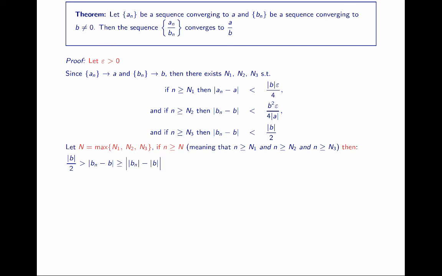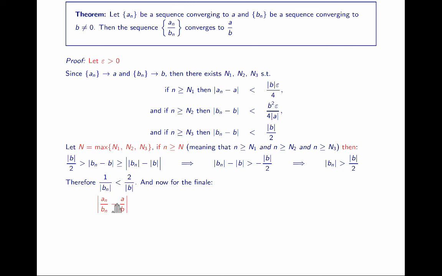So by the triangle inequality, that's greater than or equal to the absolute value of the difference of the absolute values, which implies that the absolute value of b_n minus the absolute value of b is bounded below by negative absolute value of b over 2. By adding the absolute value of b to both sides, here I get this expression, meaning 1 over b_n is less than 2 over the absolute value of b. And now for the finale. I've got everything I need.